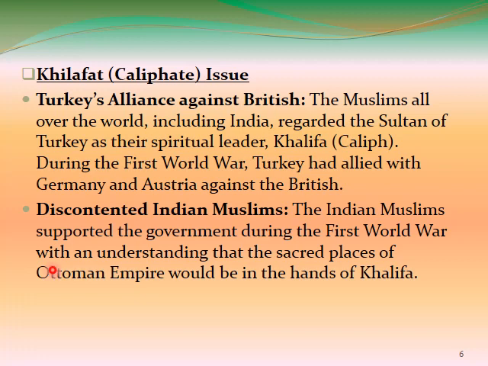Khilafat or Caliphate issue. Turkey's alliance against the British. The Muslims all over the world, including India, regarded the Sultan of Turkey as their spiritual leader, Khalifa or Caliph. During the First World War, Turkey had allied with Germany and Austria against the British. Discontented Indian Muslims. The Indian Muslims supported the government during the First World War with an understanding that the sacred places of the Ottoman Empire would be in the hands of the Khalifa.